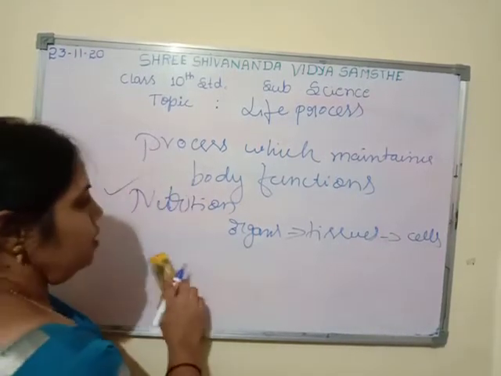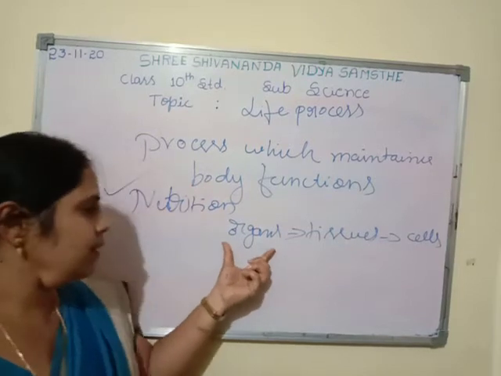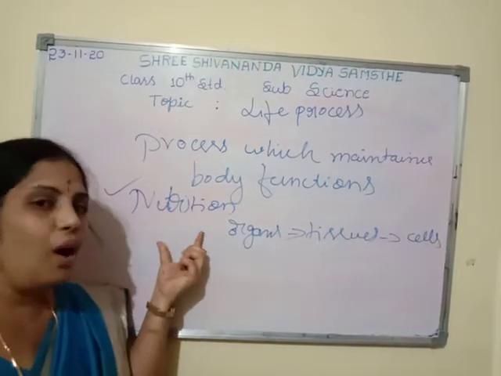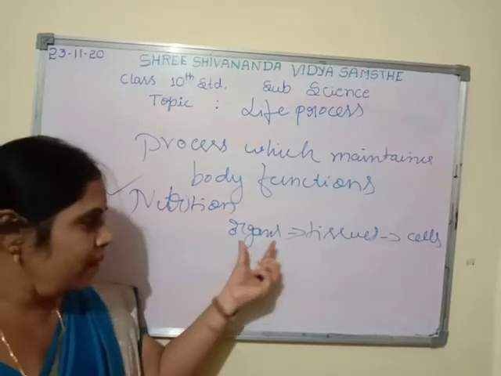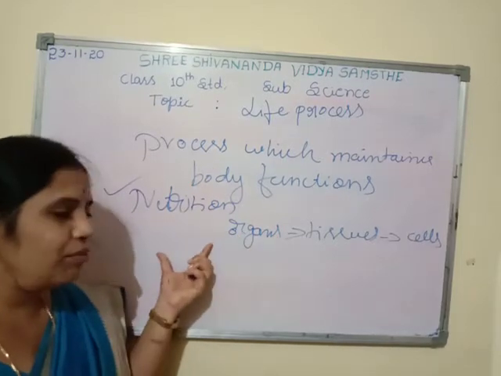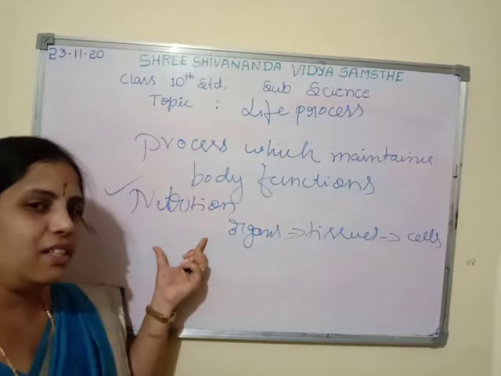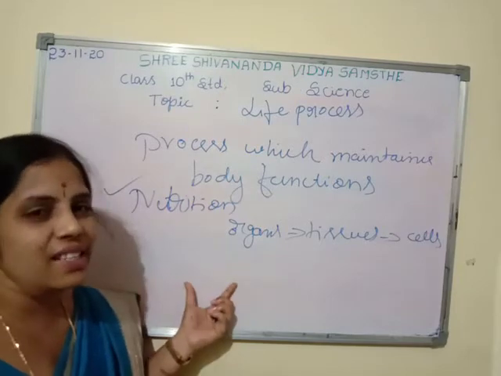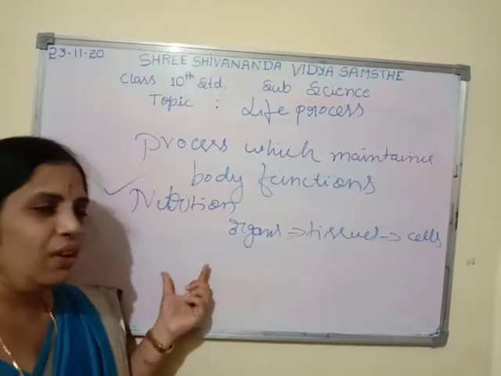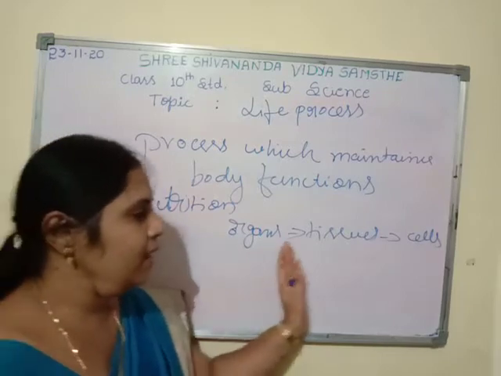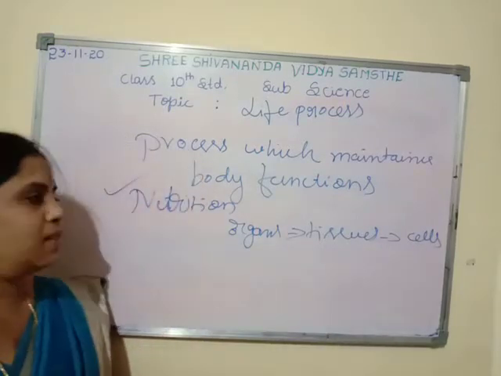Many organs together form an organism. If that organism is alive, then it is known as a living organism. So living organisms all have these kinds of aspects.